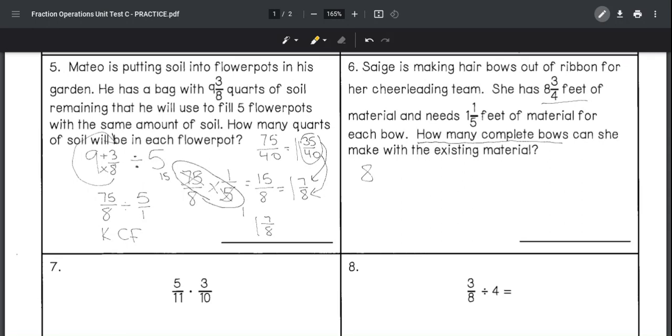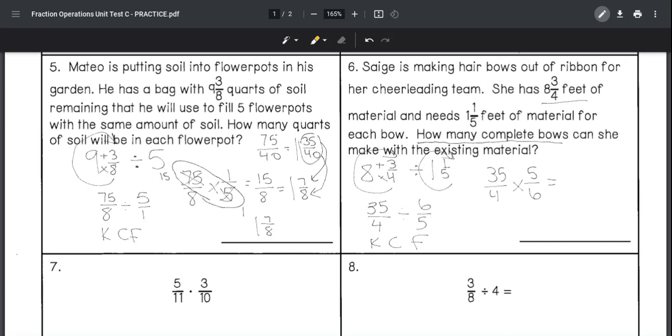So we have 8 3/4, and we're splitting it up into how much we need for each bow, which is 1 1/5. So we have to do the MAD-C method for both numbers. 4 times 8 is 32, 32 plus 3 is 35, 35 over 4, divided by 5 times 1 is 5, 5 plus 1 is 6. Now we're ready to use the keep, change, flip. So keep 35 over 4 and multiply by 5 over 6.